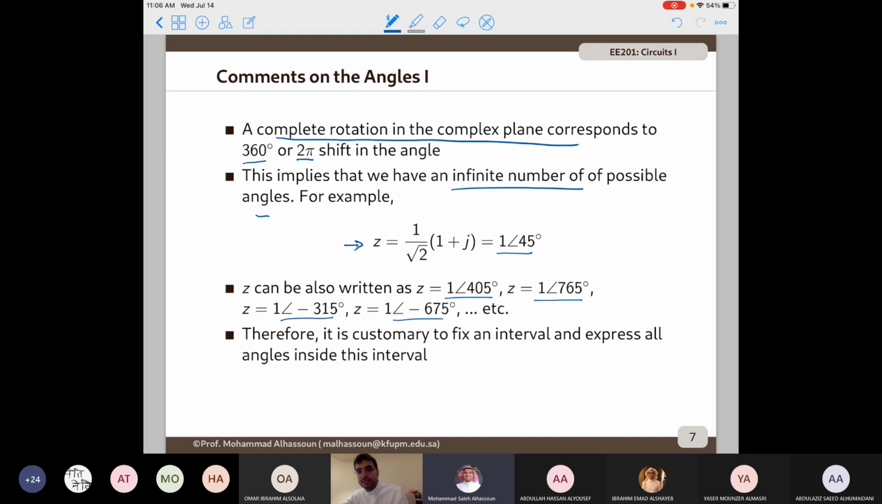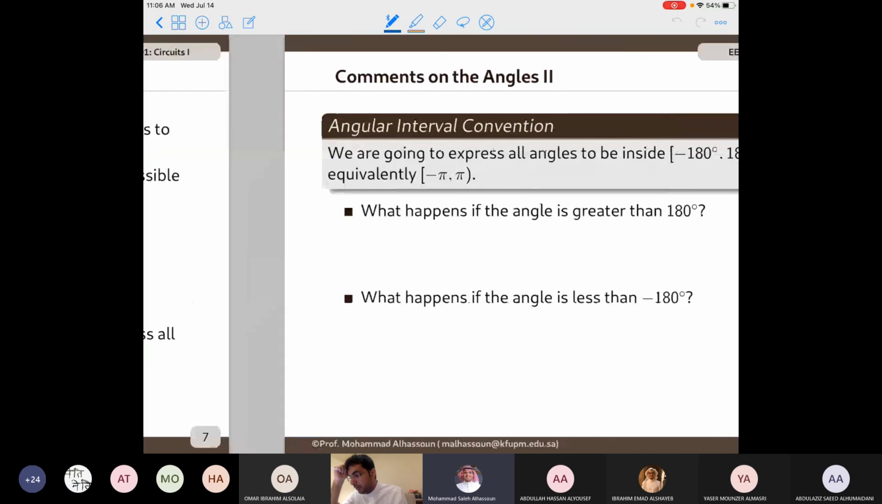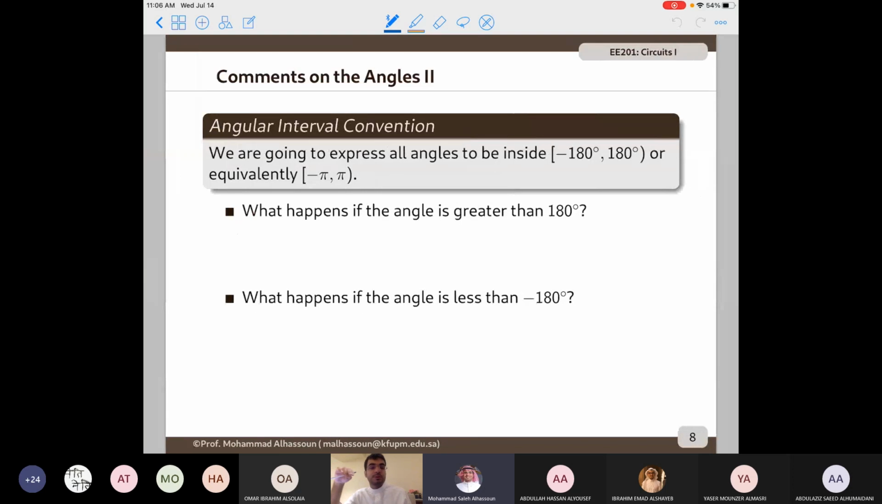So you need another thing to account for if you want to get an accurate location, for example. Okay, so what we're going to do, we're going to restrict our angles, enforce our angle to be within this region. So it's going to be between minus 180 to 180, or between minus pi to pi.